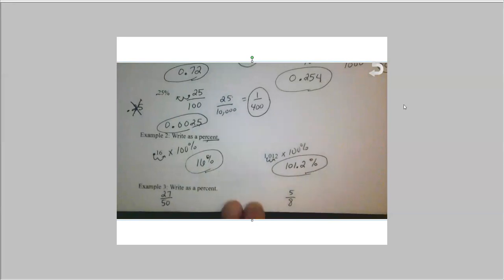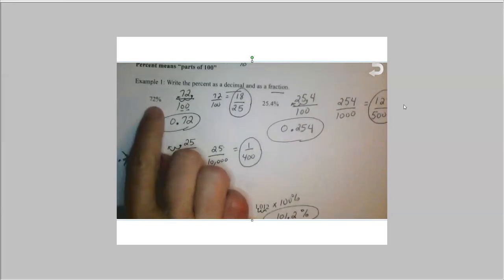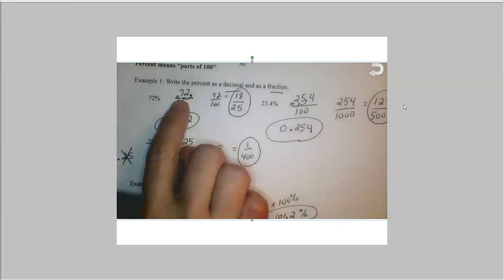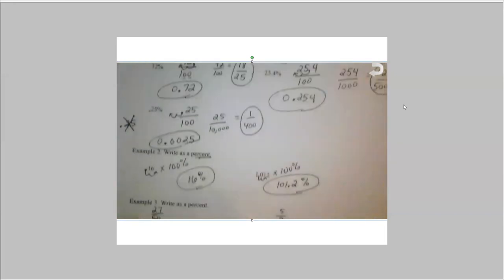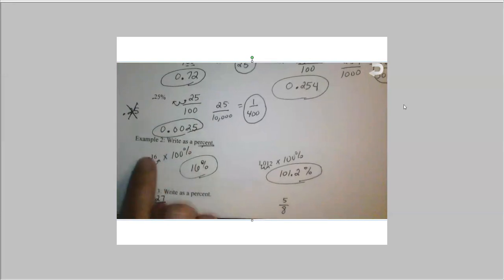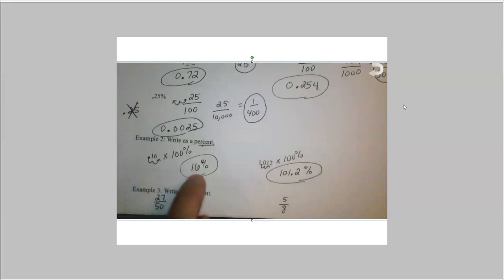Okay, let me go back up here. When you have a percent, divide by 100. Shift your decimal 2 spaces to the left. When you want a percent, multiply by 100. Shift your decimal 2 spaces to the right. You may want to take a couple notes on that.